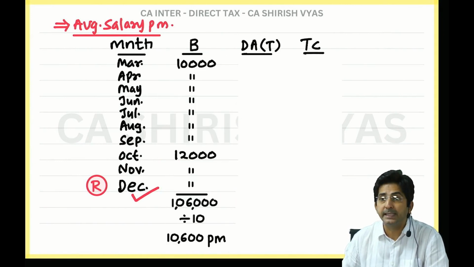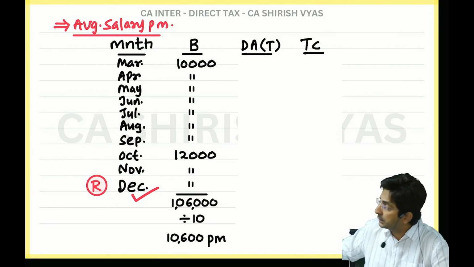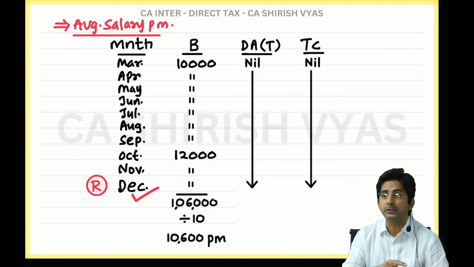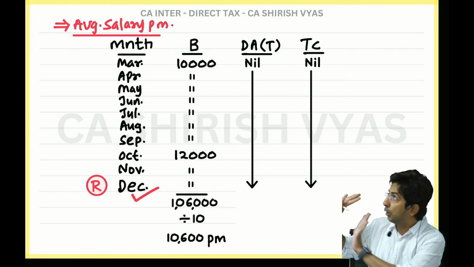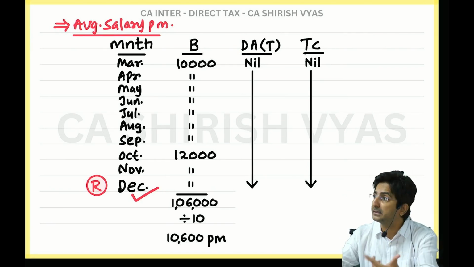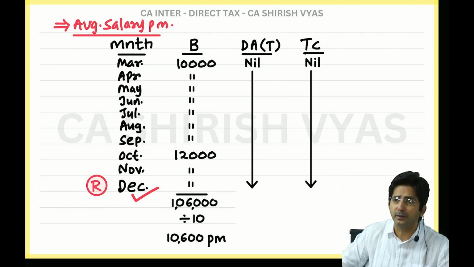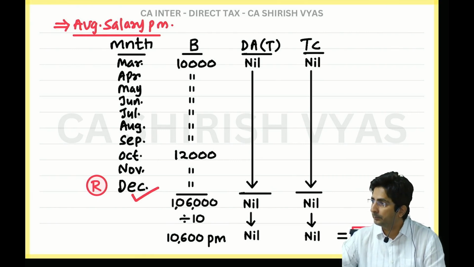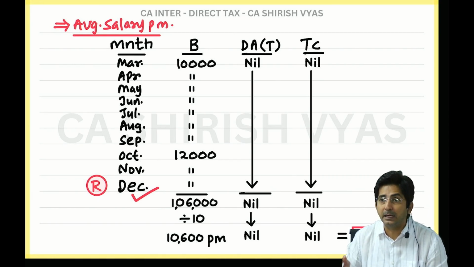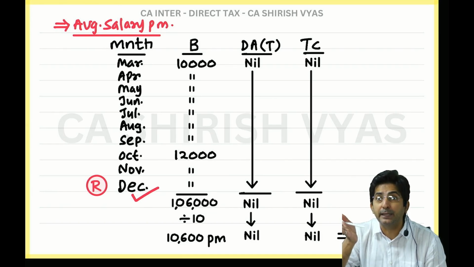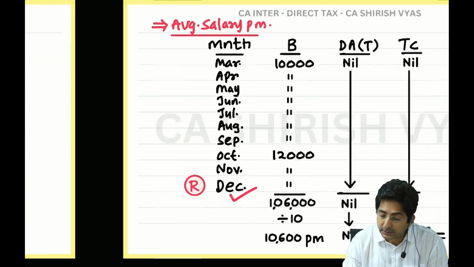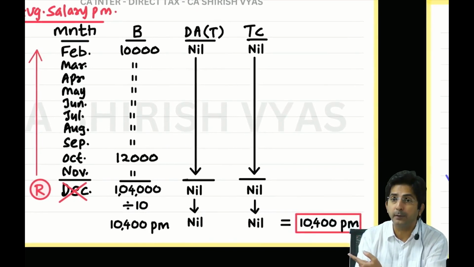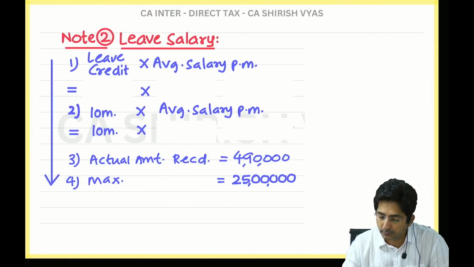The answer will obviously change. It will be 10,600 per month, and DA is not in terms. In our question it is not in terms, not in formula. Turnover commission is also not in terms, not in formula. So this will come to 10,600. This is the average salary for the purpose of leave salary. Are you noticing? Here it is 10,600, whereas in gratuity it was 10,400.